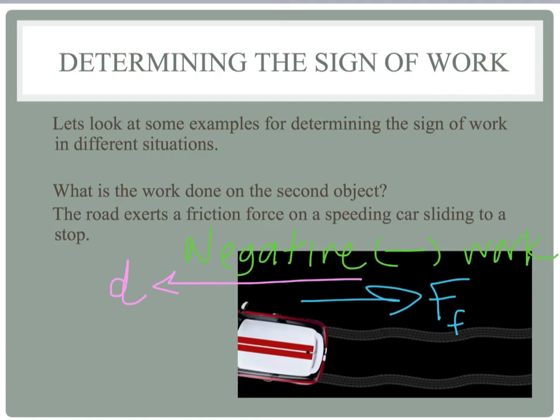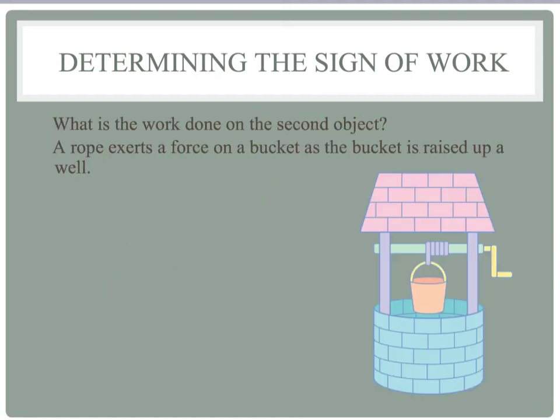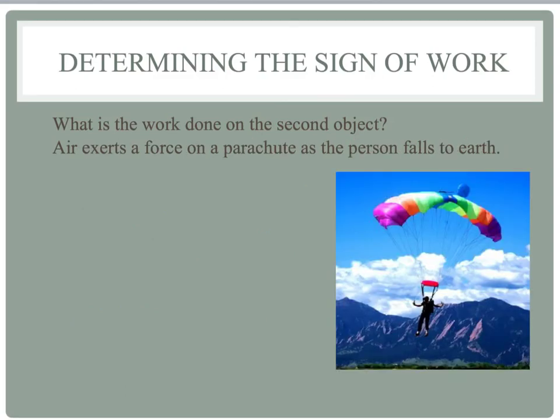Let's look at another example. This time, a rope exerts a force on a bucket as the bucket is raised up a well. I have a picture of a well and our bucket here. If we think about the direction of the force, it's pulling it up, so our force is up. And the displacement, the direction the bucket moves, is up too. So this would be an example of positive work, because both the displacement and the force are in the same direction.